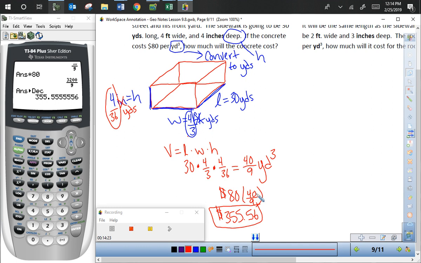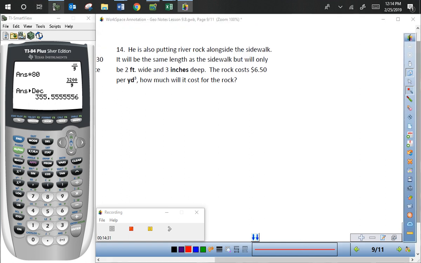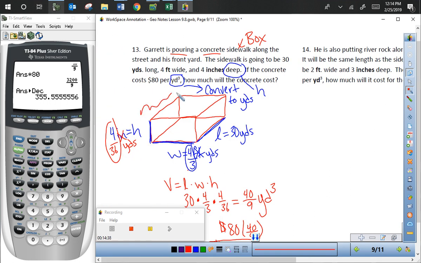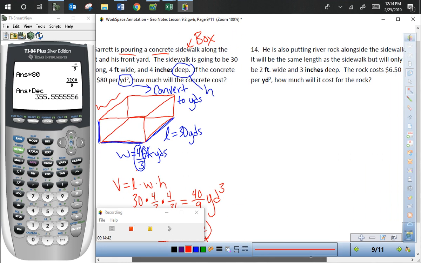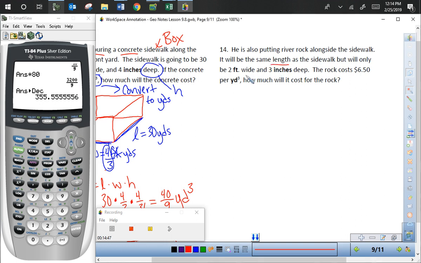Okay, over on the next one, it says that we're going to put river rock alongside that same sidewalk. Okay, so next to this sidewalk, we've got some river rock, but it says it'll be the same length as the sidewalk, but is only going to be 2 feet wide and 3 inches deep. We still have 3 dimensions, so we're still dealing with a box here. So let's go ahead and draw another box. 2 rectangles, and then connect the corners.